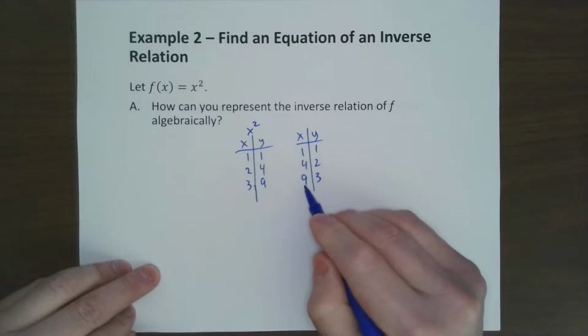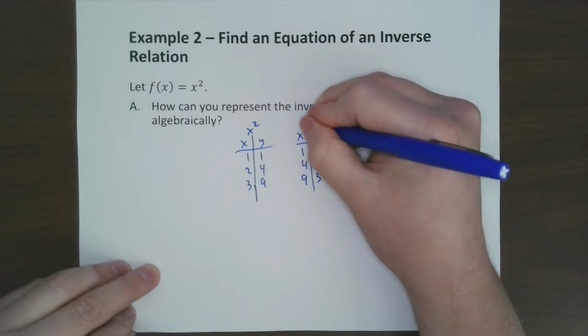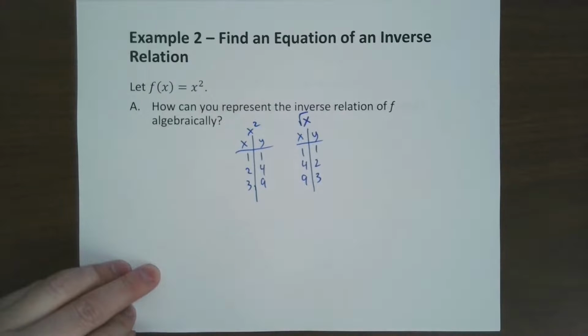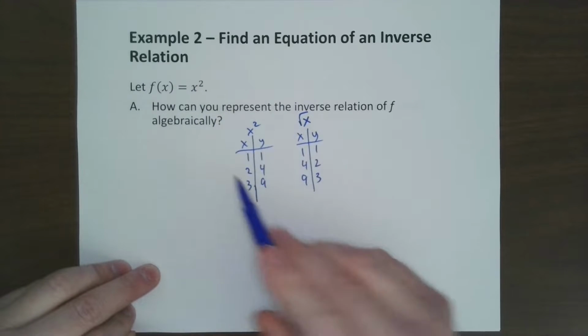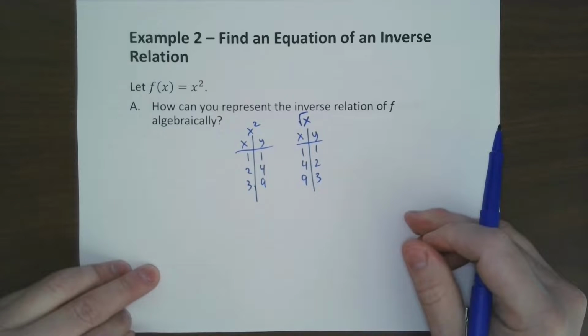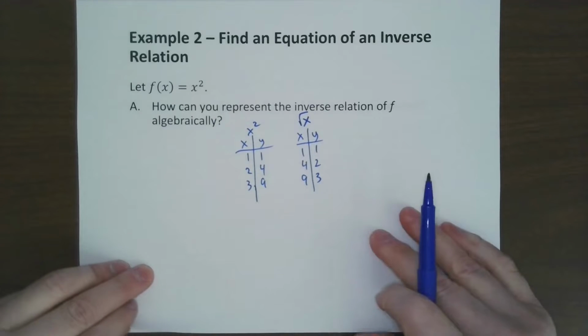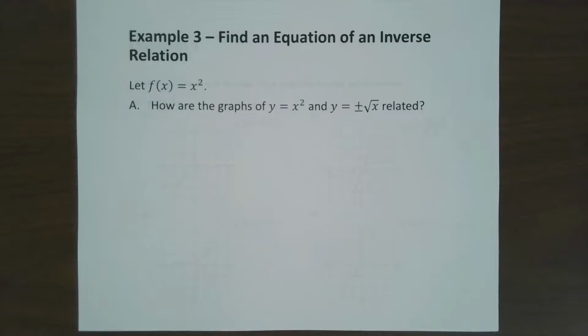But what do I do to these numbers to get these? Well, you should notice it's a square root. So basically, what cancels that out is what our inverse is. And so that's basically what we're going to do.